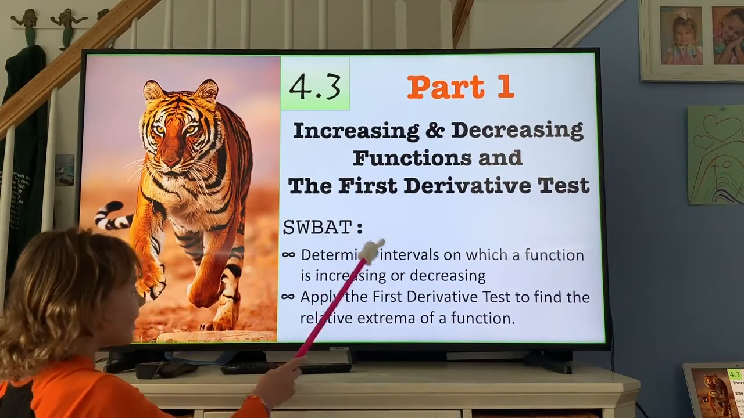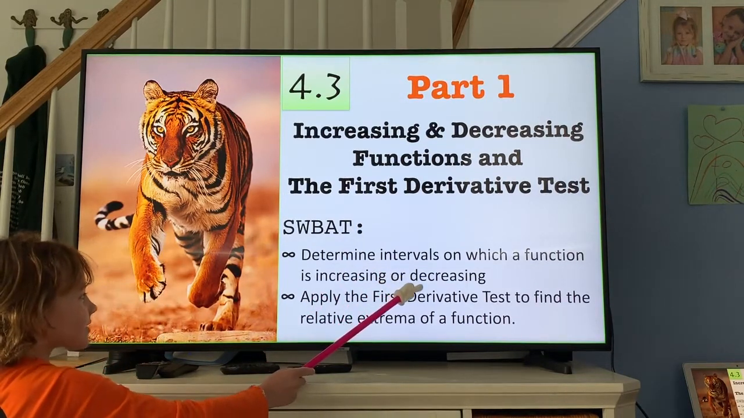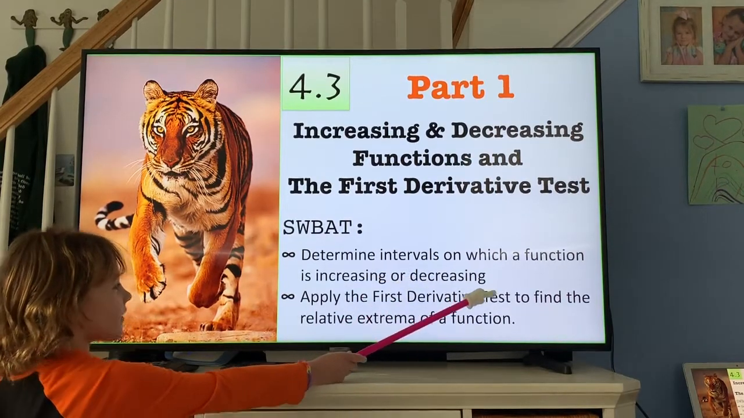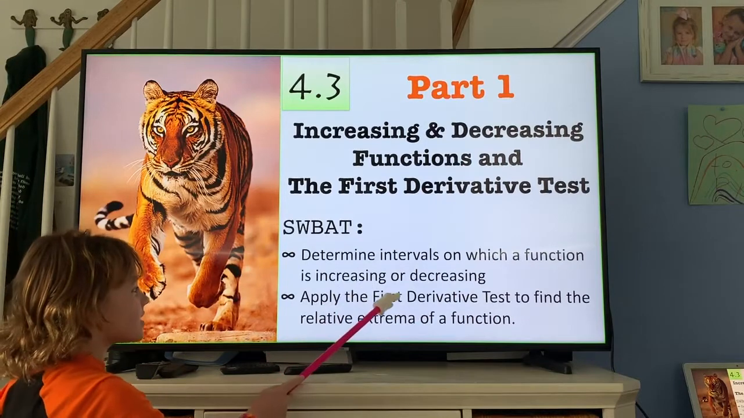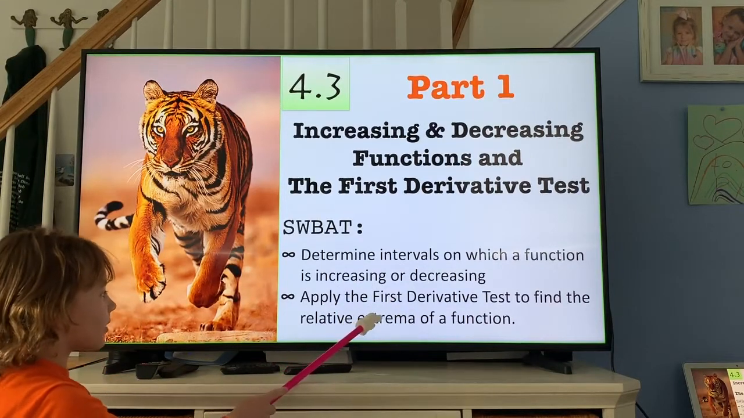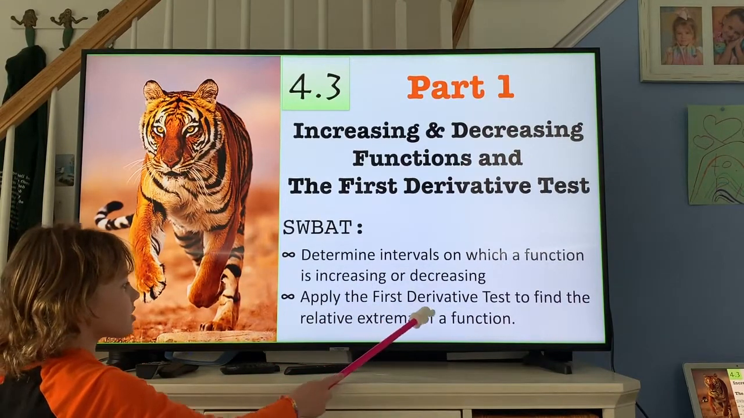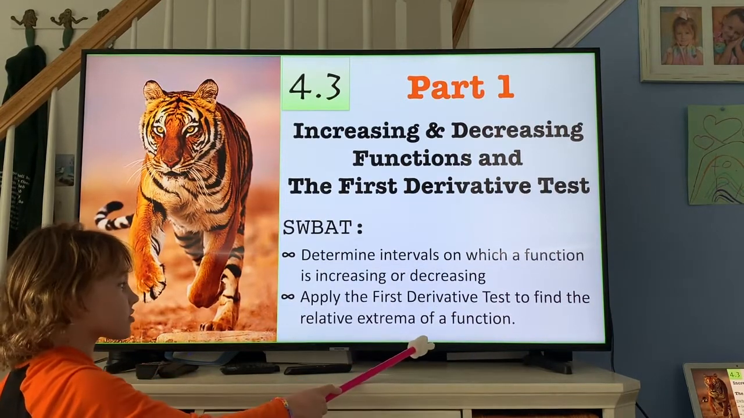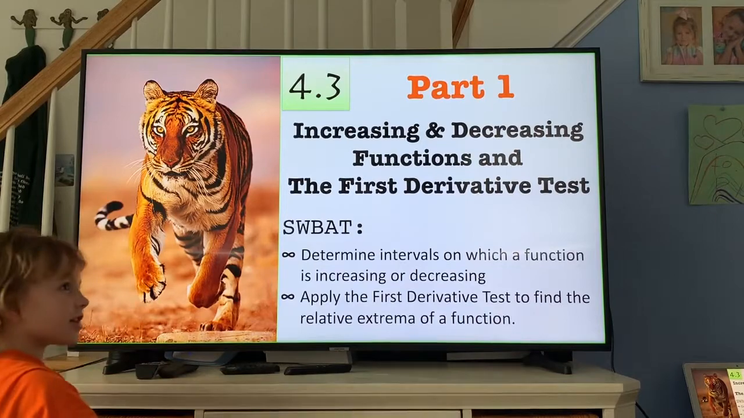Determine intervals on which a function is increasing or decreasing. Apply the first derivative test to find the relative extrema of a function.